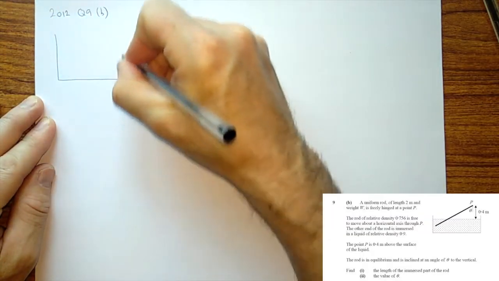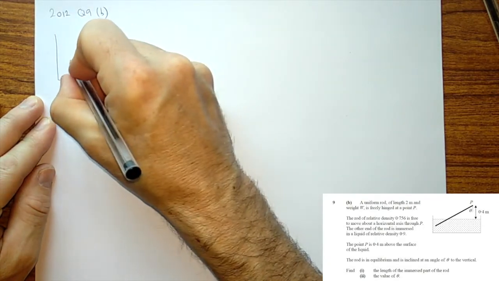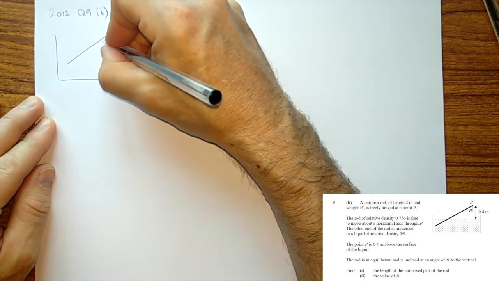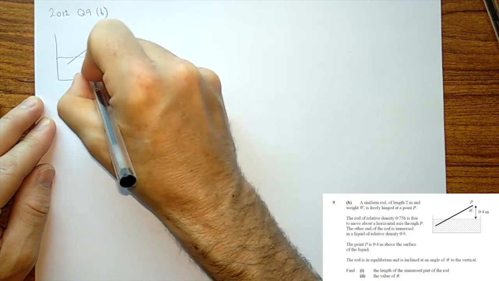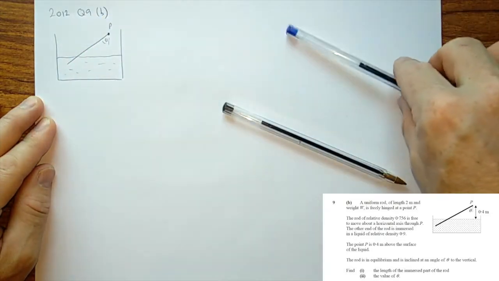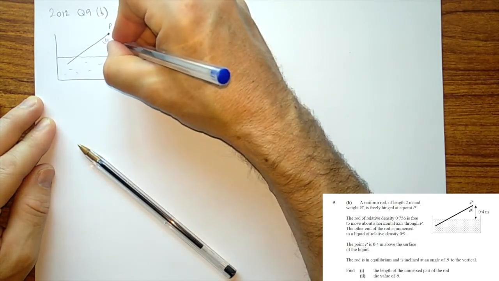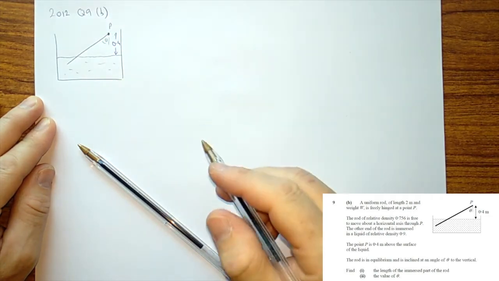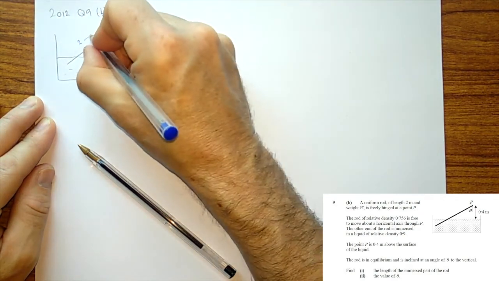So, first things first, draw ourselves a lovely little diagram. That's point P. There's our rod. Angle theta. There's our little liquid. Now, let's have a little look at the forces, or distances we know. There's a 0.4 here above the water, that'll be useful. The whole rod is 2 meters long. There we go.